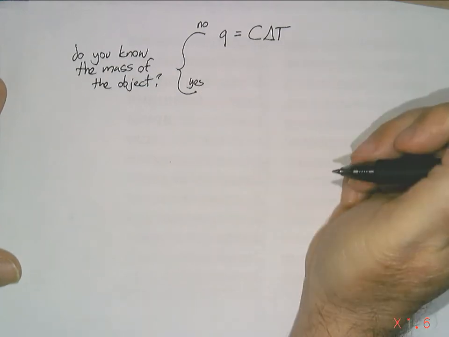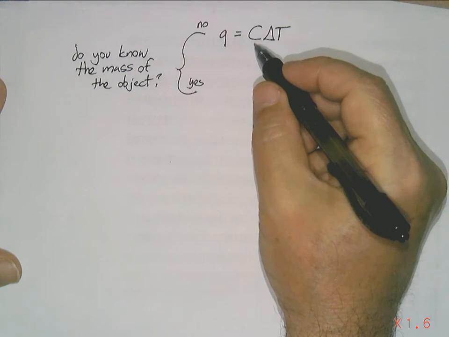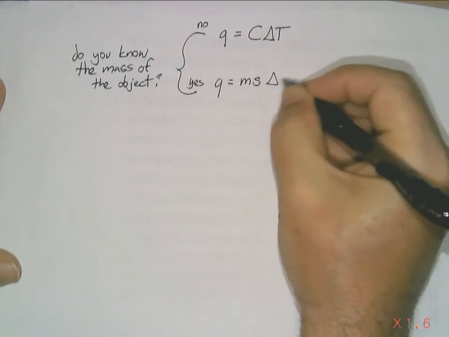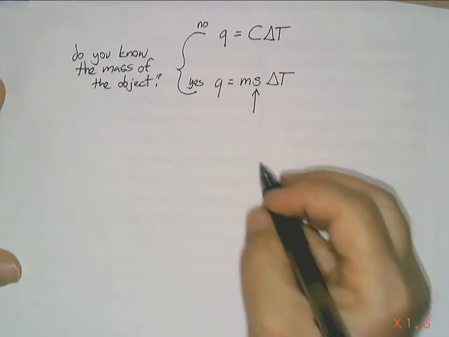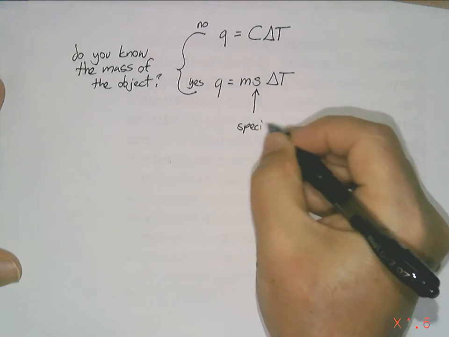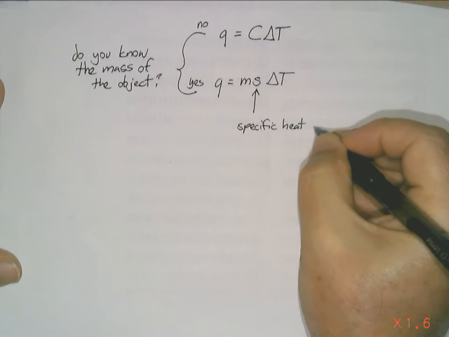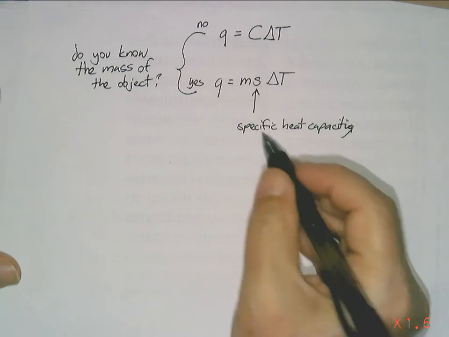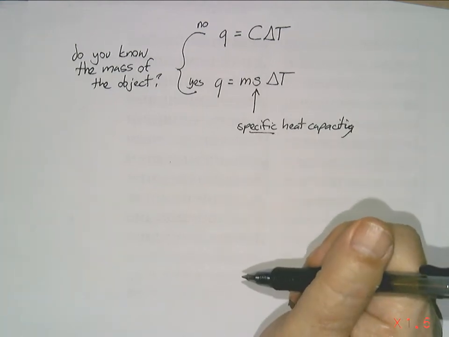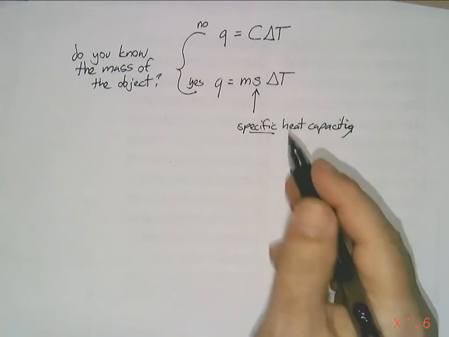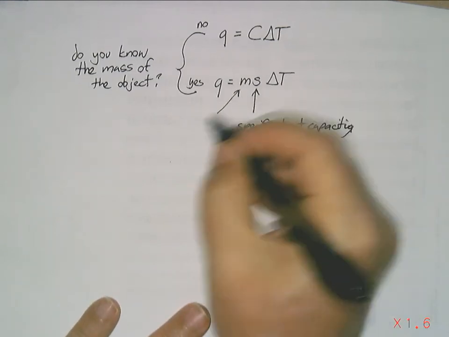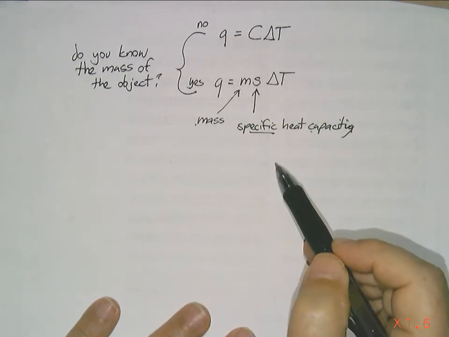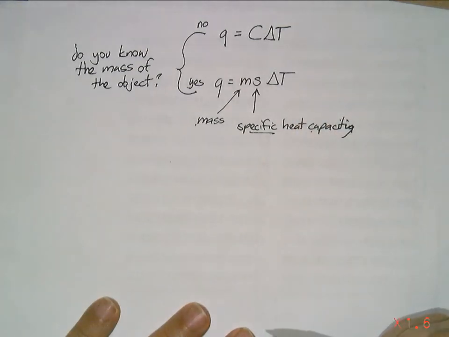what we can do is, instead of using the heat capacity, we can use a heat capacity per gram. This is called the specific heat capacity. A lot of times in engineering, they will use the word specific to mean per gram. So whenever you see specific, it means per gram. And this is the mass. Now if you multiply the mass times the heat capacity per gram, the grams cancel out and you get this first equation here.